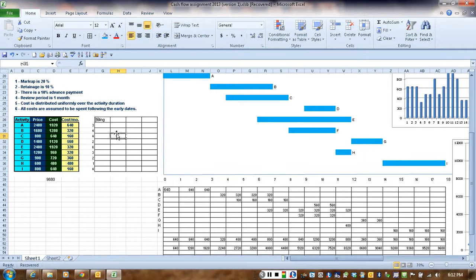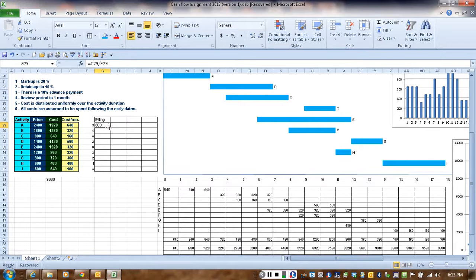So what is billing? You're going to bill the client for the price and not for the cost. So we're talking about monthly billing. The billing per month for activity A is going to be equal to the total price divided by the duration.